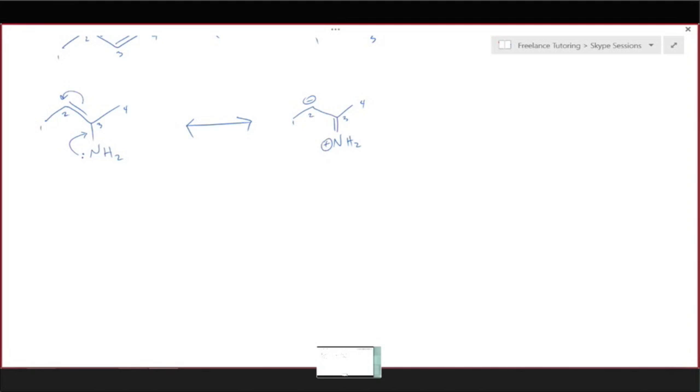Good. Also, the other way you can double check, what was the total net charge of the first resonance structure? The total net charge of the first resonance structure appeared to be 0. That's true. And what was the total net charge of the second resonance structure on the right? Also 0. Because positive 1 minus 1 is 0. That always has to be the case. The total net charge of all the resonance structures always has to be the same. Okay. If they're not, then you made a mistake.